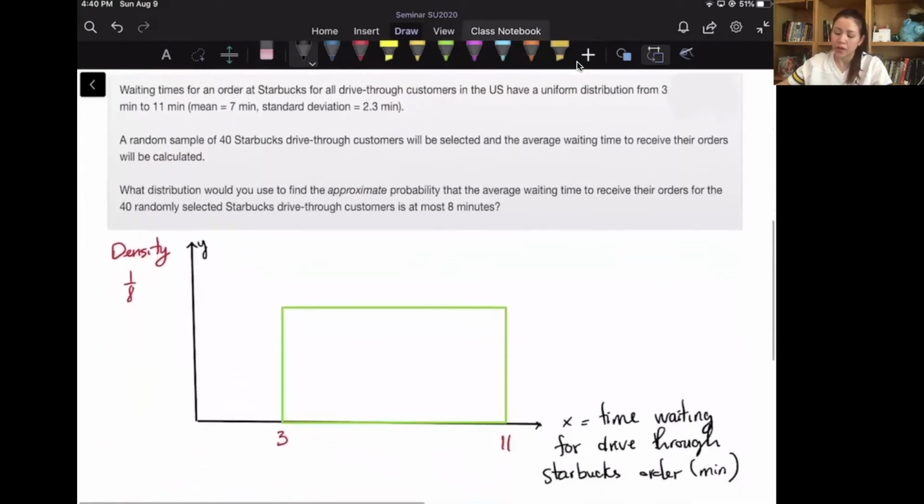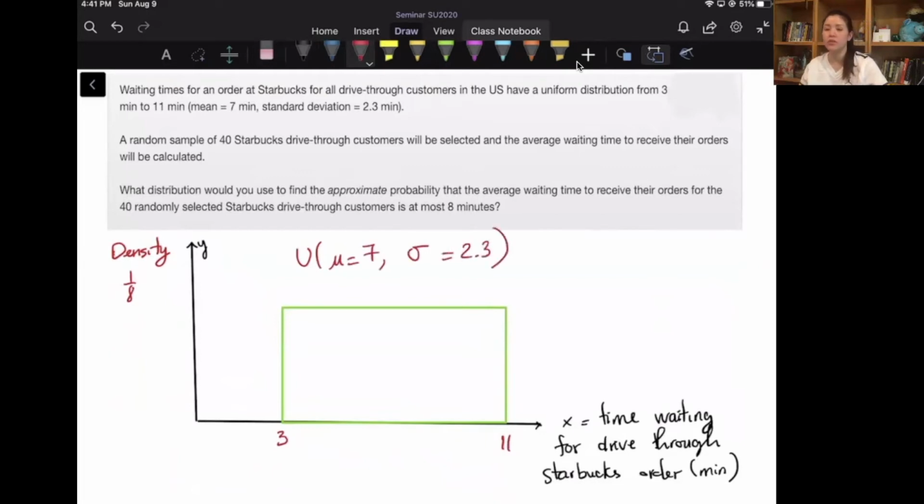Okay, so waiting times for an order at Starbucks for all drive-through customers in the US have a uniform distribution from 3 minutes to 11 minutes with the mean 7 minutes. So I have this uniform distribution here, where the mean is 7 minutes and the standard deviation is 2.3 minutes. So this is the population distribution of a drive-through waiting time at Starbucks.